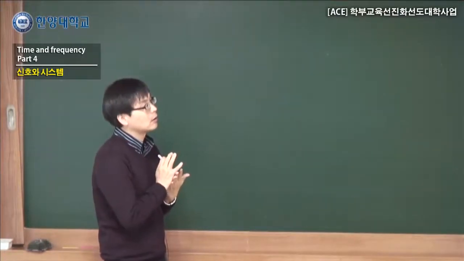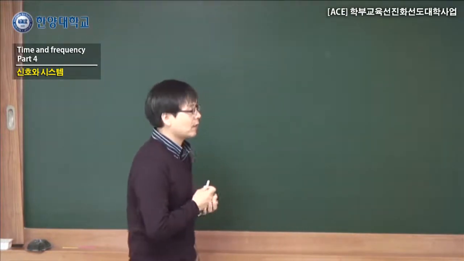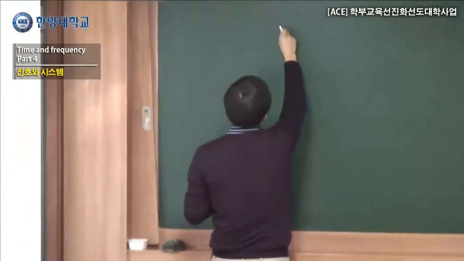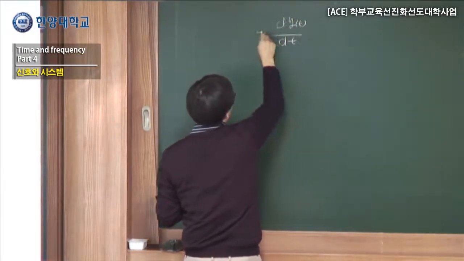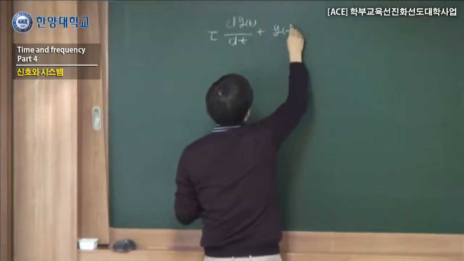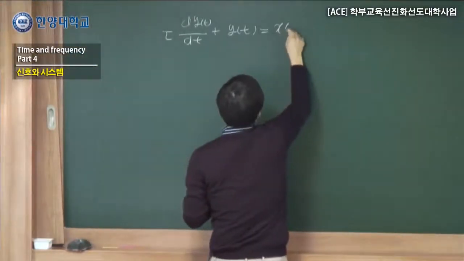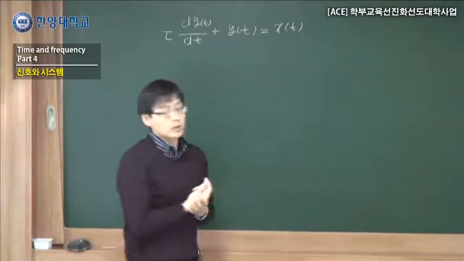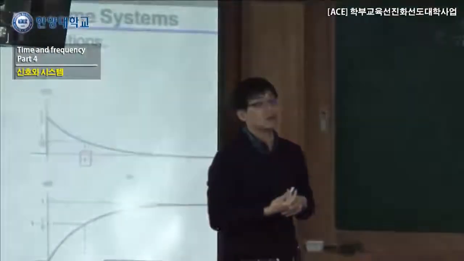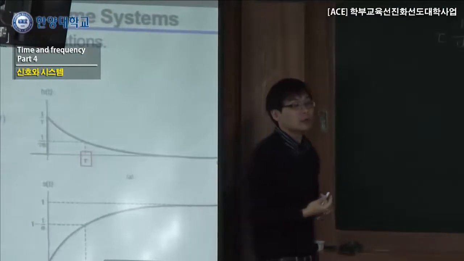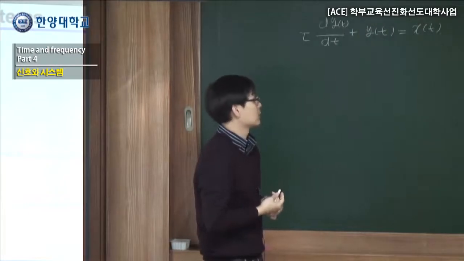In most of the examples we have learned so far, the system is a differential equation. So assume that we have this. This is our differential equation we want to solve. So someone may ask you, what is the impulse response to the system?